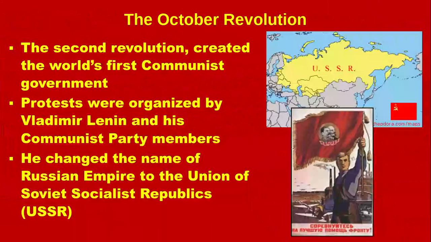So, the second revolution, the October Revolution. This is where you're going to notice that the Soviet Union that we just got done talking about in the Cold War and World War II, you're going to see how it all came about. So, communism is actually a theory at this time. It hasn't been put into practice. And it was the brainchild of two people I'm going to talk about here in a little bit. But it was actually put into practice by this guy named Vladimir Lenin.